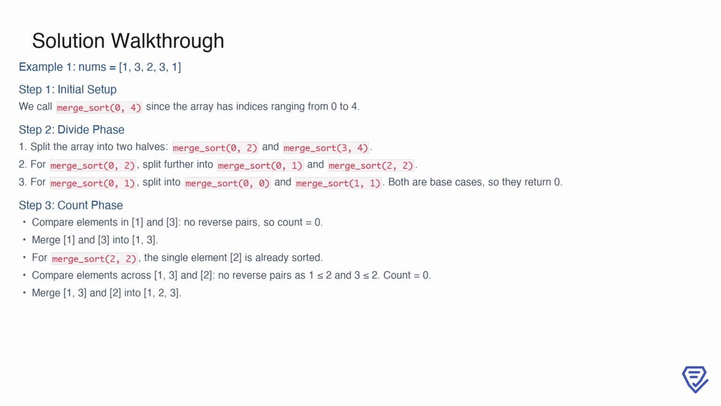At this point, both subarrays are base cases, each containing a single element, so we return 0 and begin merging. During the count phase, we compare the elements 1 and 3. Since there are no reverse pairs, the count remains 0, and we merge these two elements into 1, 3. Next, we process the single element subarray 2 from range 2 to 2, which is already sorted. Comparing across 1, 3, and 2, no reverse pairs are found since all elements in 1, 3 are less than or equal to twice 2. We then merge these subarrays to form 1, 2, 3.